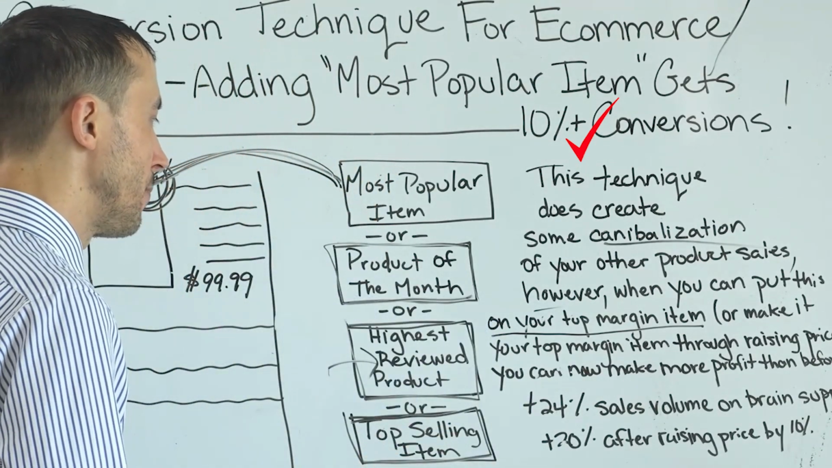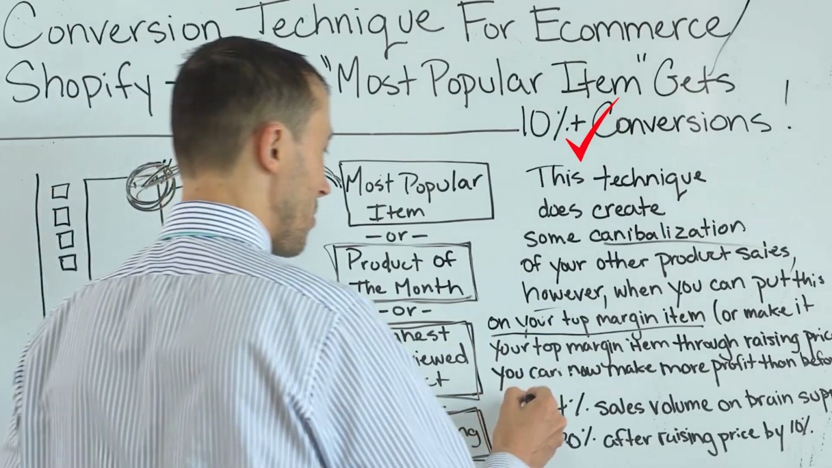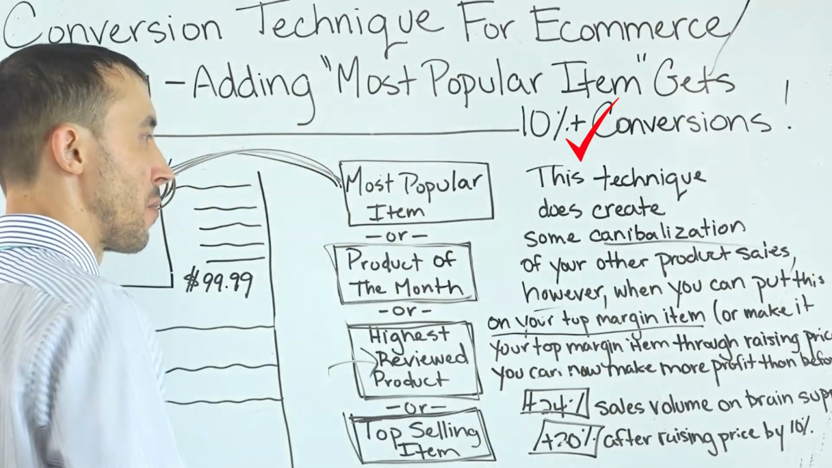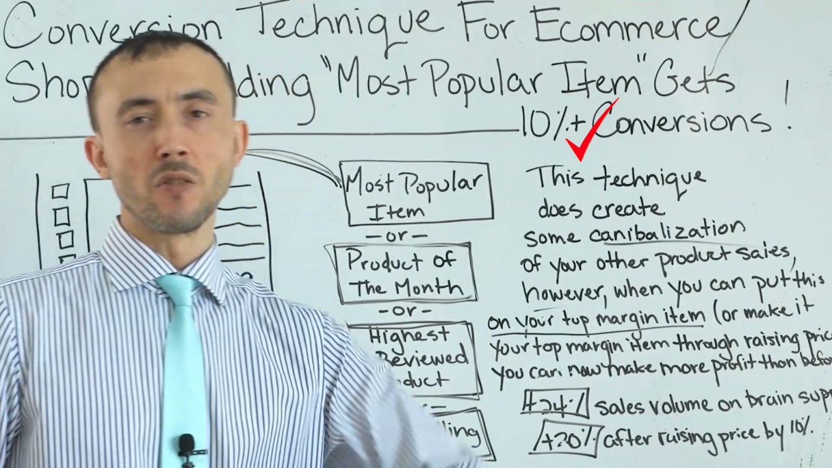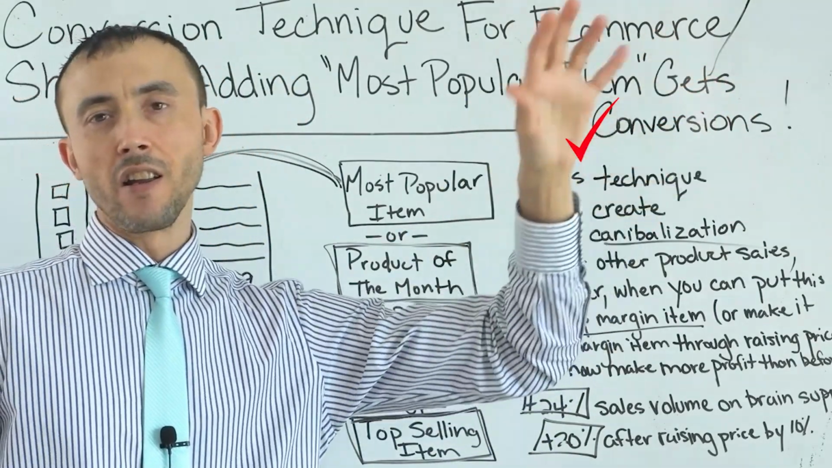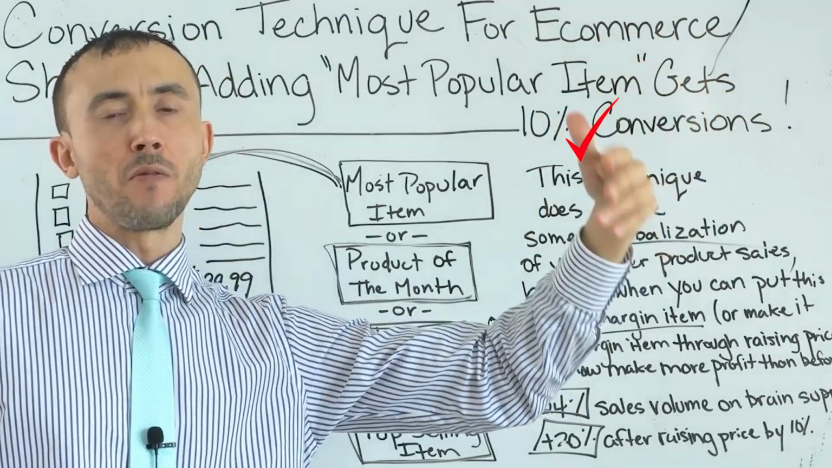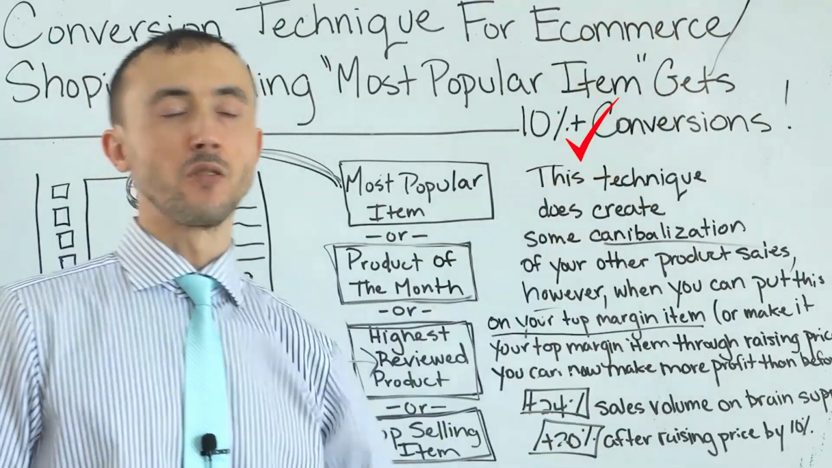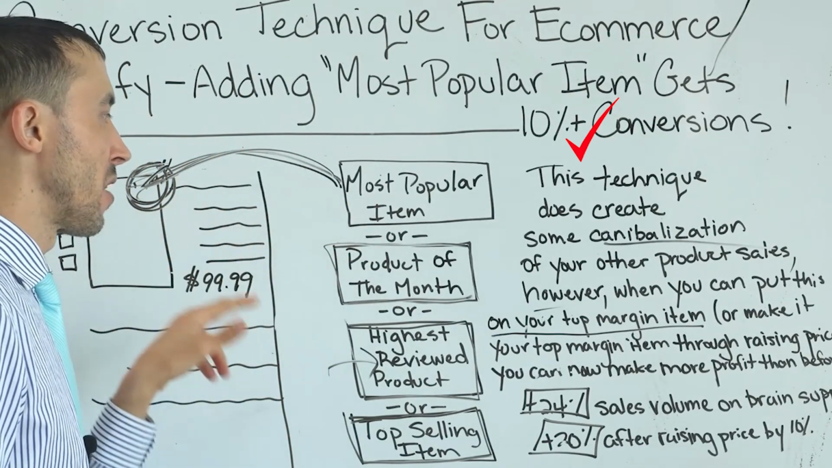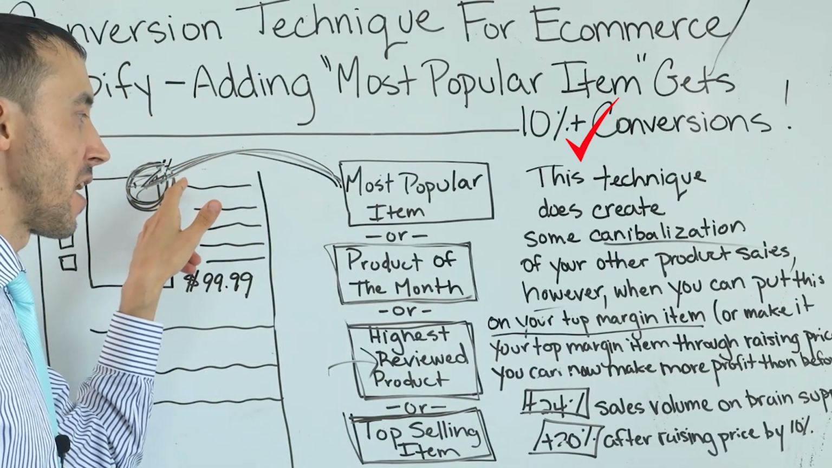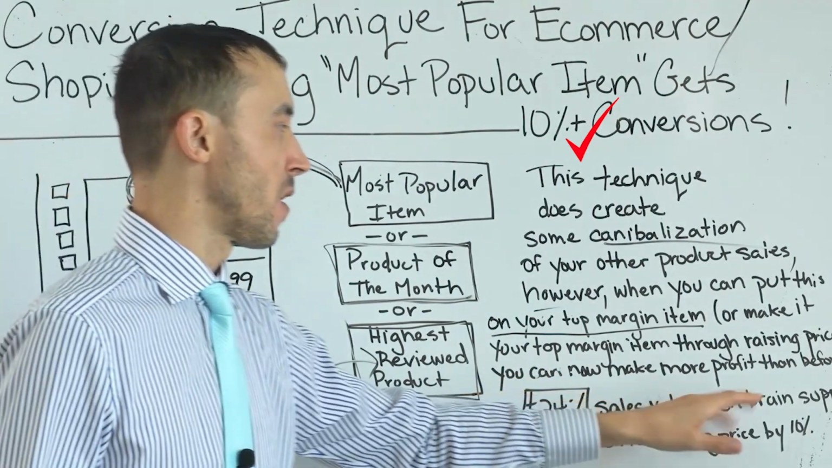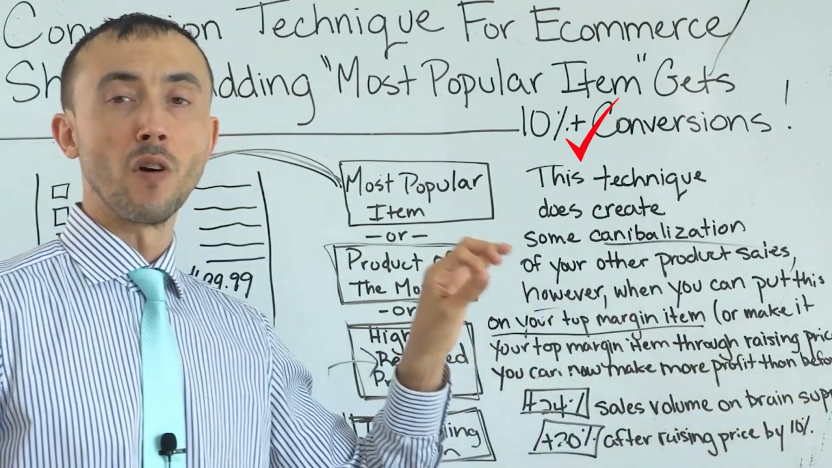So with that said, as mentioned, I was going to go through a case study on today's video. We had a brain supplement supplier with a bunch of products that allow clarity of thought and eliminate brain fog and so on. We employed this strategy, most popular item, on one particular item. What we found was a 24% increase in sales volume on this item that we drove a lot of traffic to.